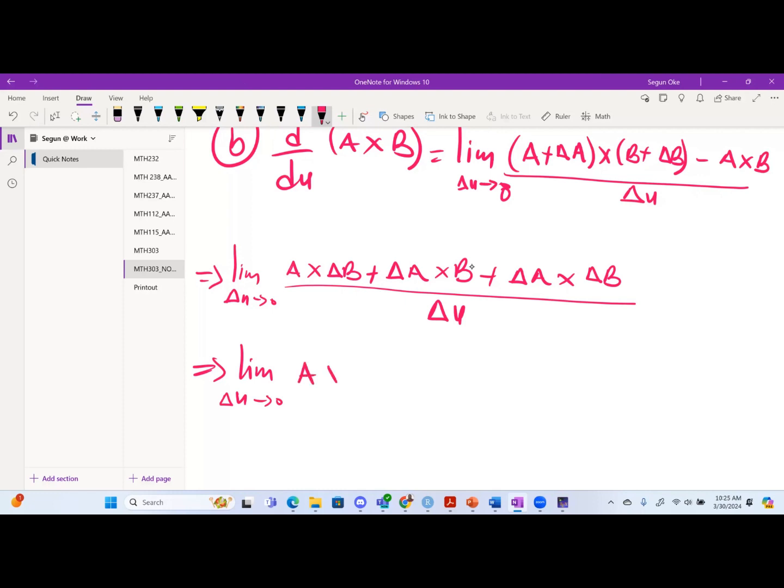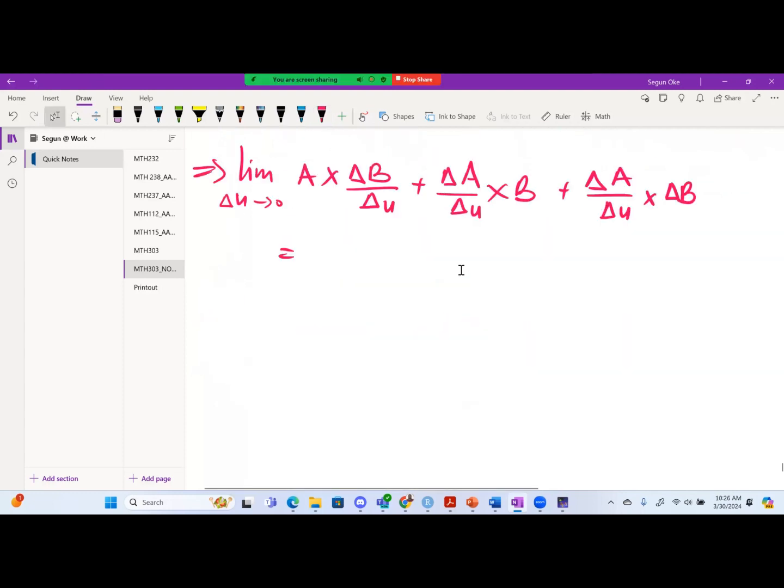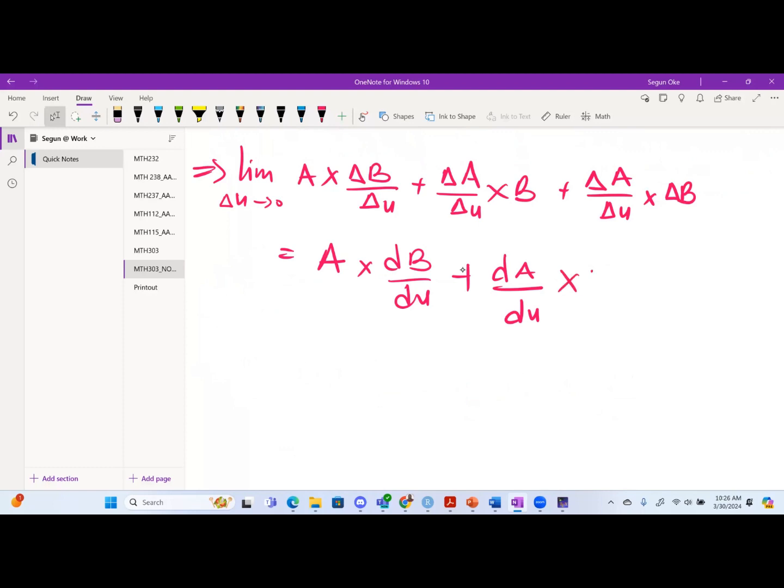So in this case, we have A cross change in B over change in U plus change in A over change in U cross B plus change in A over change in U cross change in B. At the end of the day, the final answer will be A cross the dB du plus the dA du cross B. Any question?